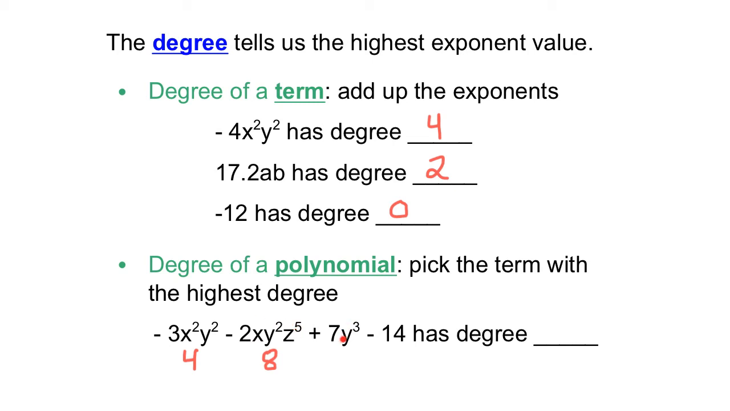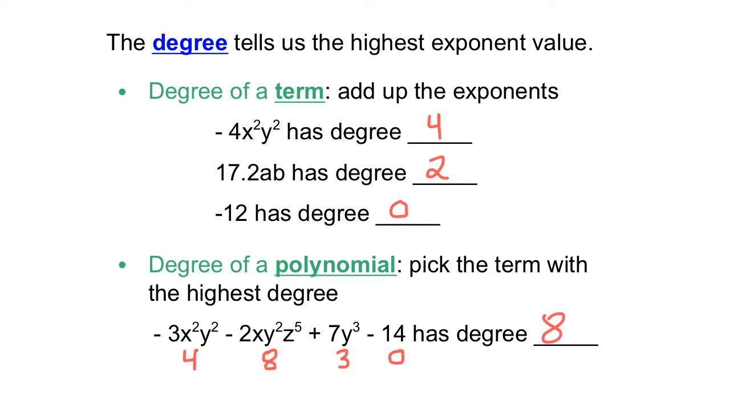The next term has a degree of 3. That's the only exponent on the variable. This last term has no variable. This has a degree of 0. So which term has the highest degree? Well, it's this one, a degree of 8, which means this whole polynomial has a degree of 8.